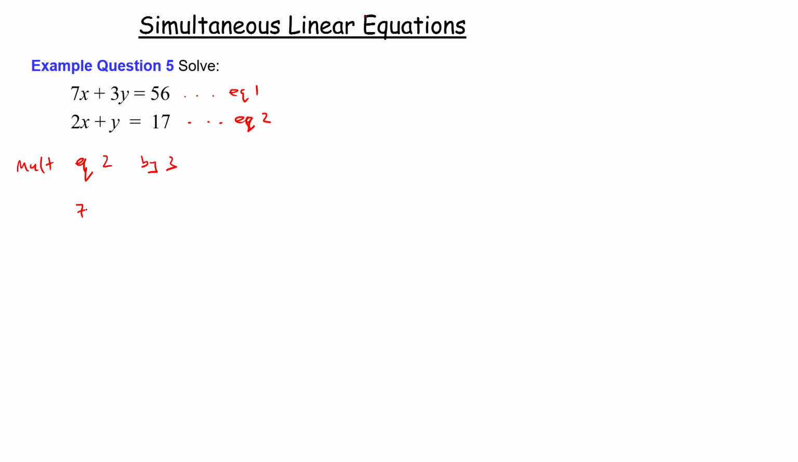So that means I've got 7x plus 3y equals 56. That's equation 1. And then I've got to multiply this equation by 3. So I'll multiply everything by 3. 3 times 2x gives me 6x. 3 times y is plus 3y. And 3 times 17 is 51. It's a new equation, so I'll call it equation 3.